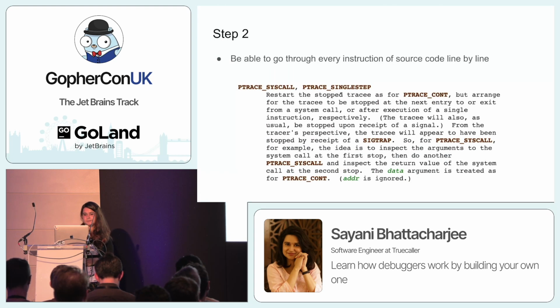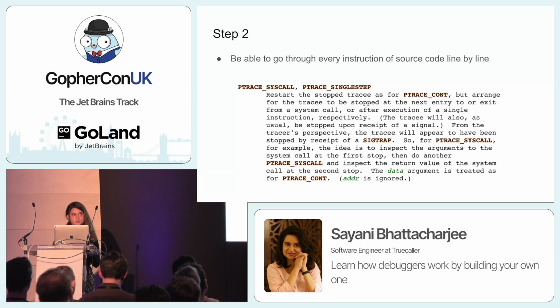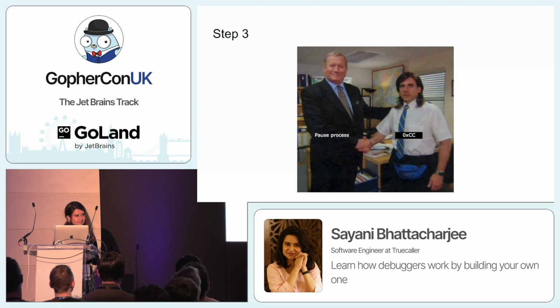Let's get back. Now that we are able to trace a child process, and we also know how to go through our source code line by line, the next thing we are curious about is how do you insert a breakpoint? Inserting a breakpoint is nothing but inserting something called a hex CC. A hex CC generates a SIGTRAP signal, or an interrupt 3. If you want to pause a process, you use hex CC.